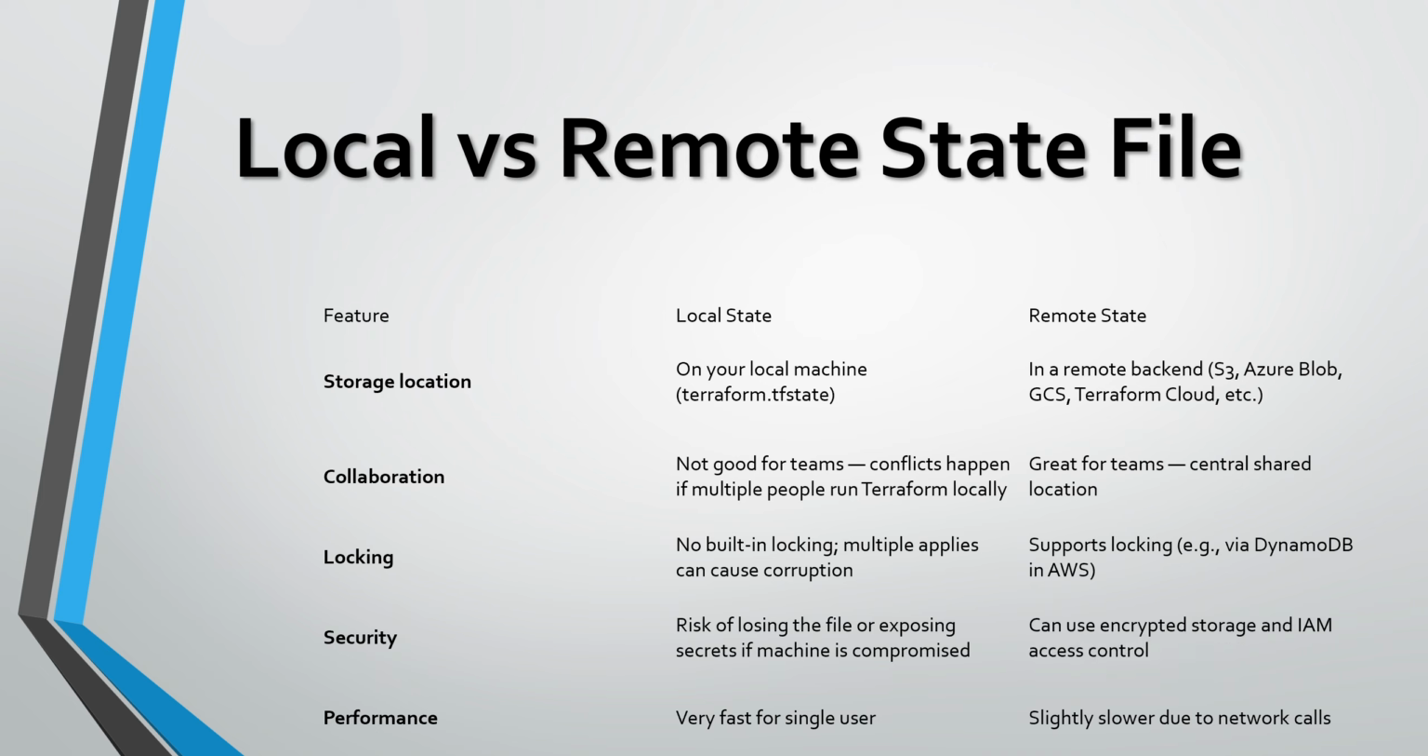Performance: of course, a local state file is better when we talk about execution, since you are executing everything locally. For remote state, it will be slightly slowed down, but it is still very good. It's slightly slowed down due to the network, because when we are storing or retrieving data from the state file remotely, we have to call the network APIs, and that part might slow down your performance.